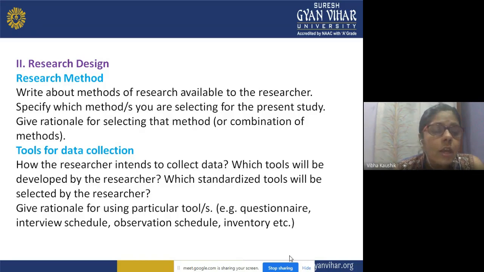Examples: questionnaire, interview. It can be a face-to-face interview or an online interview. Observation schedule, where you will go into a class and observe. Inventories can be another way of collecting the data.